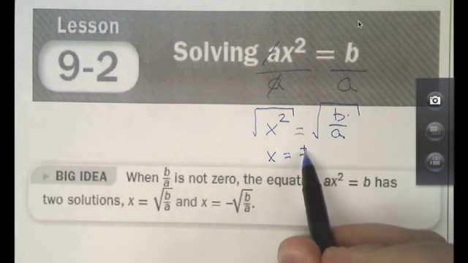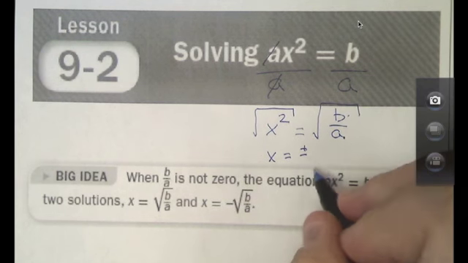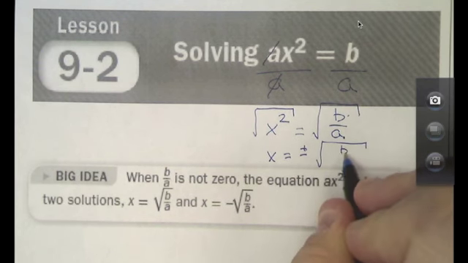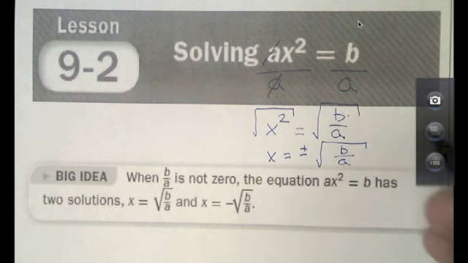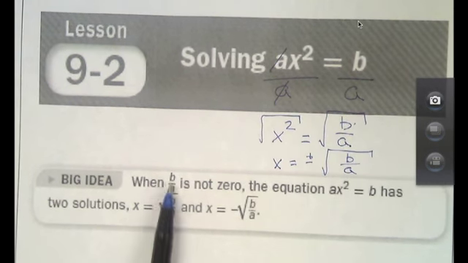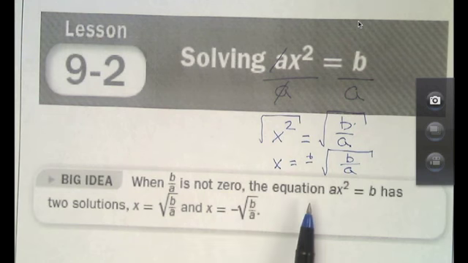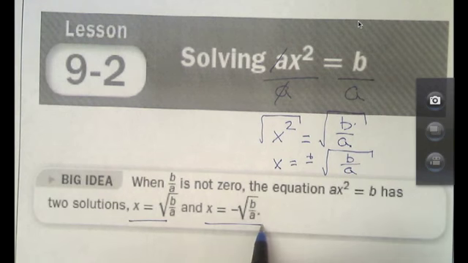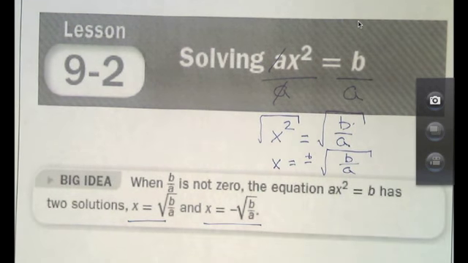So we're going to end up with two answers, a positive and a negative square root of b divided by a. And this is what it says right down here. When b divided by a is not 0, the equation ax squared equals b has two solutions, a positive one and a negative one. Let's go take a look at a couple examples.